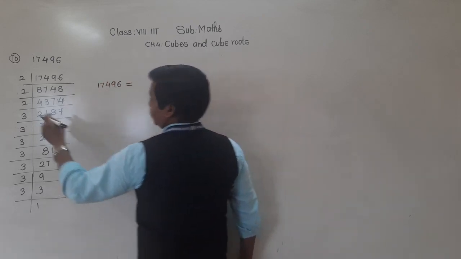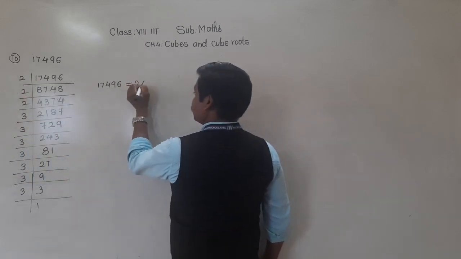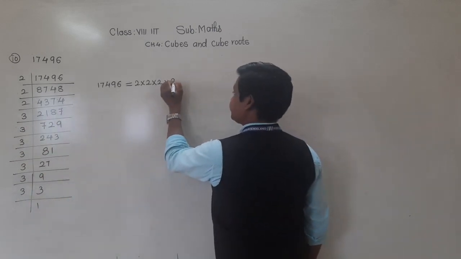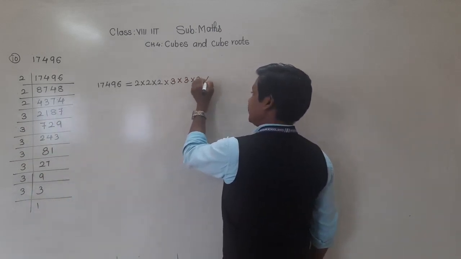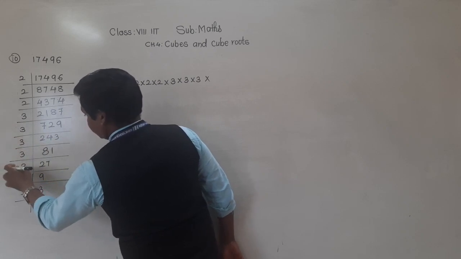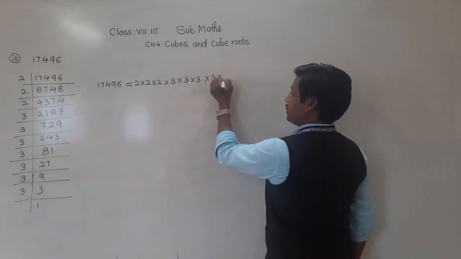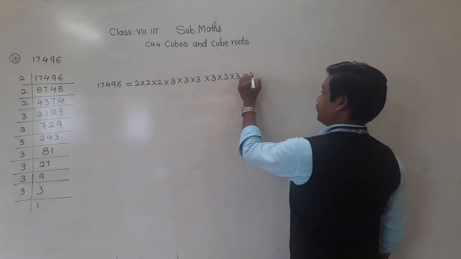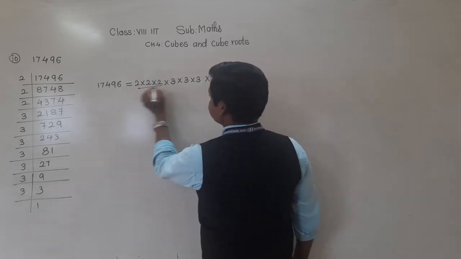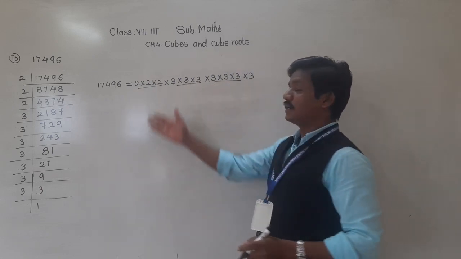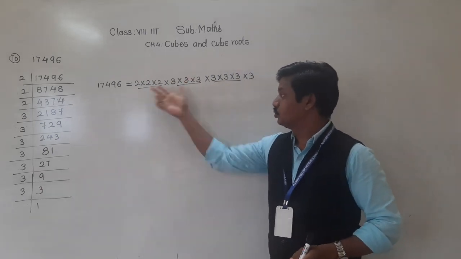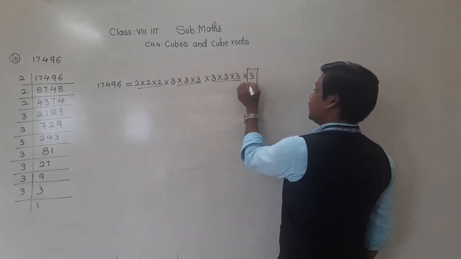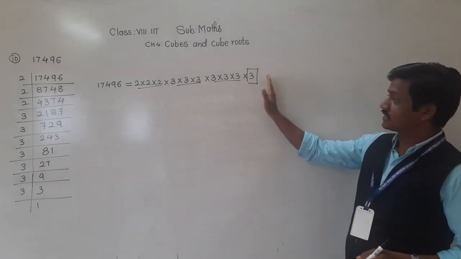So 17,496 is 2 into 2 into 2, into 3 into 3 into 3, into 3 into 3 into 3, into the last three. Okay, so let's form the triplets. Here we are able to form triplets of 2, 3 and 3. After forming triplets, this 3 remains. So this is what is extra.